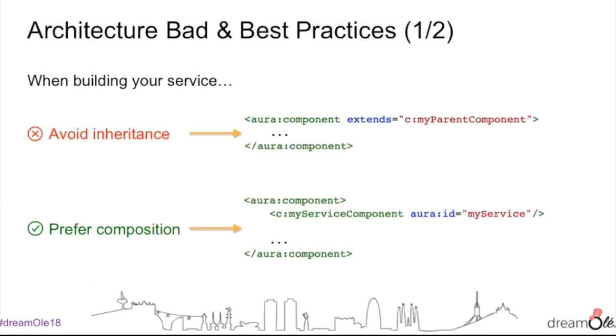Because you can have as many as you want. You can have a service component 1, service component 2, service component X, whatever. You can have a lot of them. So it's way better to use composition over inheritance. When you're doing Java or when you're doing other technologies, sometimes it's better to do inheritance. But in this particular case, in Lightning, it's better to do composition.